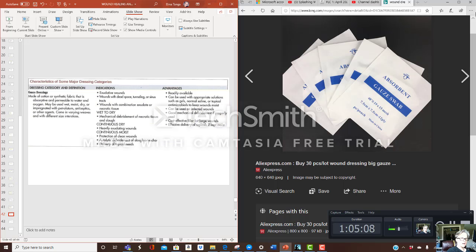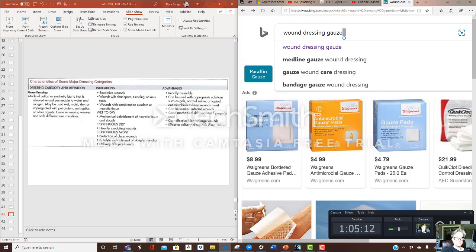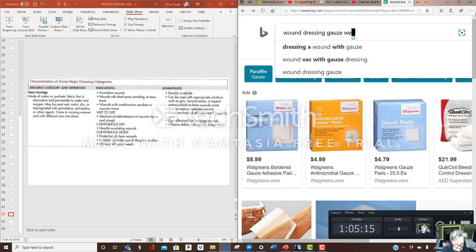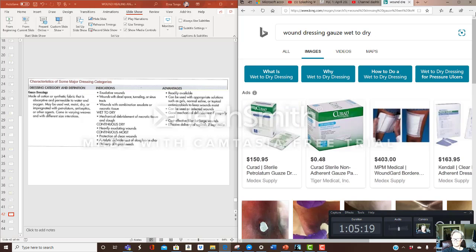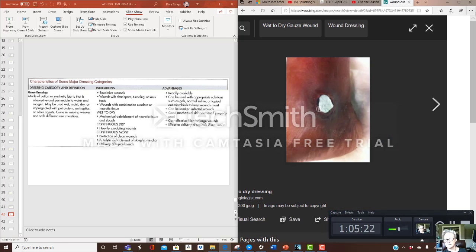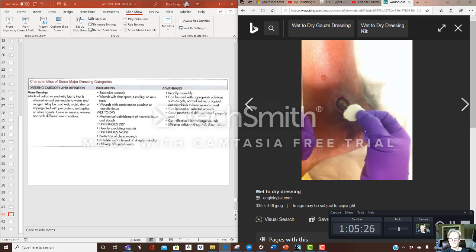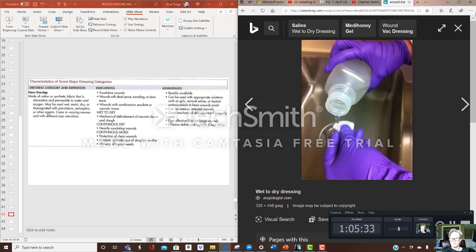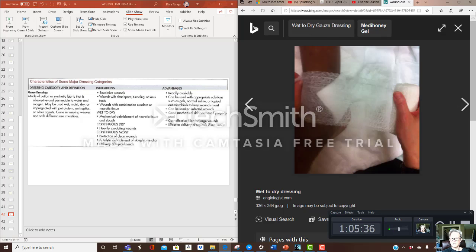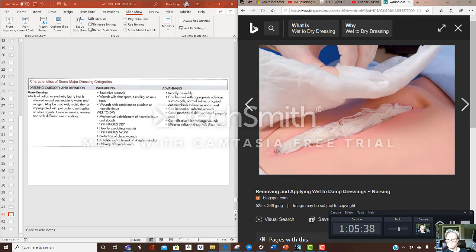I want to go back to this one. And let's put in wet to dry. See what it pulls up. Wet to dry dressing. Removal and applying wet to dry dressings.